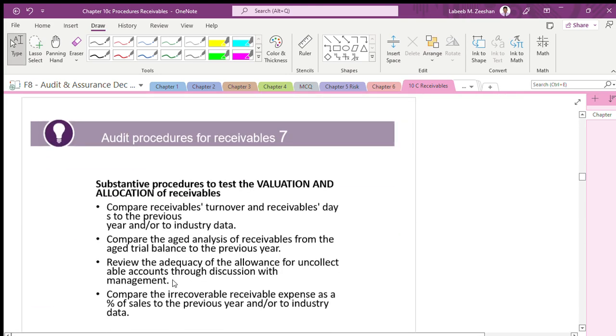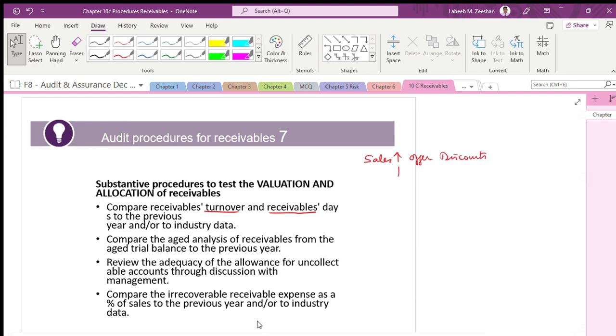What is the valuation and allocation? Compare receivables turnover and receivable days with the previous year. We have done this in one or two questions. To increase sales, they offer discounts. To increase sales, what have they done? They have sold to everyone, unapproved list also.